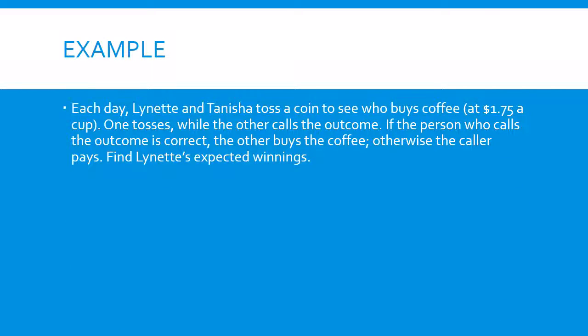Let's try another one. Each day, Lynette and Tanisha toss a coin to see who buys coffee at $1.75 a cup. One tosses, the other calls the outcome. If the person who calls the outcome is correct, the other buys the coffee. Otherwise, the caller pays. Find Lynette's expected winnings. All right, pause the recording, see if you can figure this out, and then resume to check your answer.